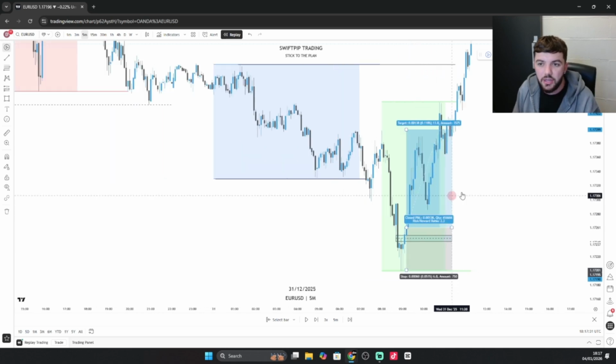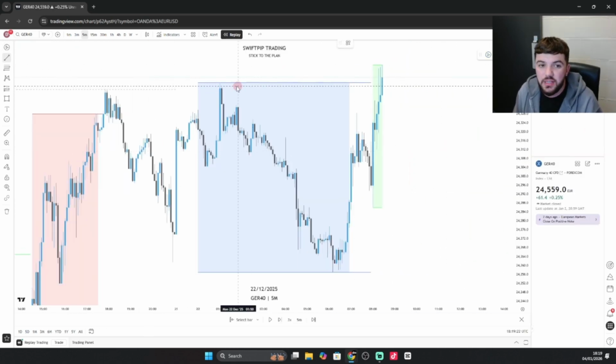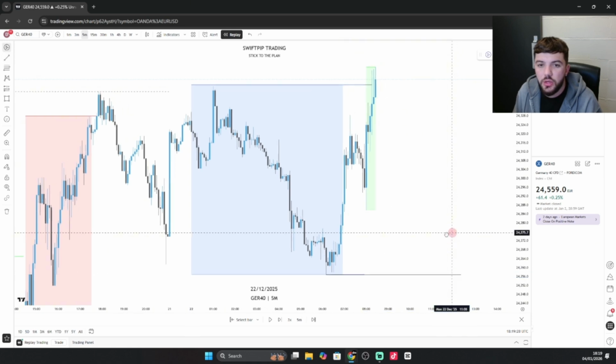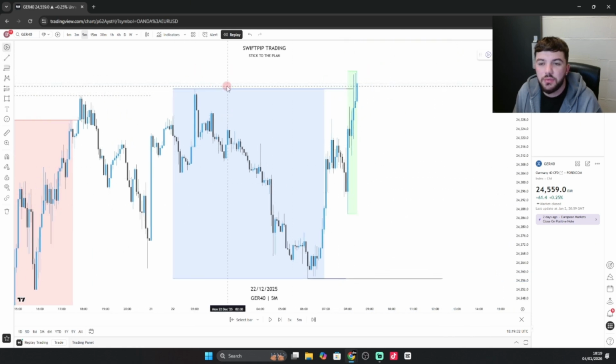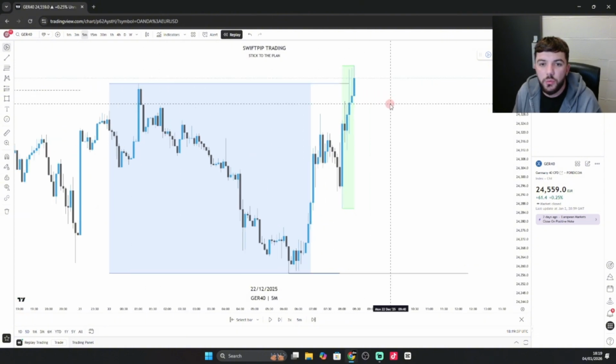Let me just get another example for you. So here is another example, and this one is a sell. So as you can see, we've got our Asia high and we have our Asia low. And as you can see, London has opened and we've taken out the Asian session high. Once we've swept that high, what we need to look for is a bullish fair value gap.